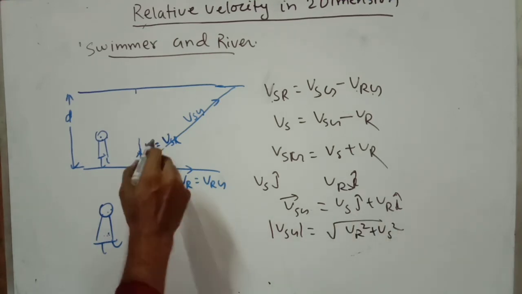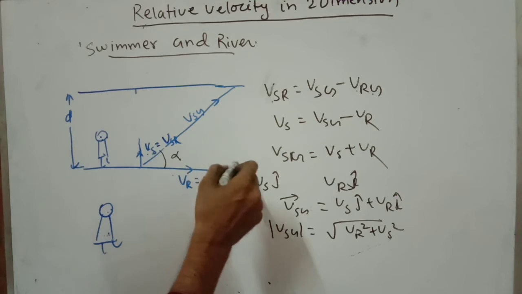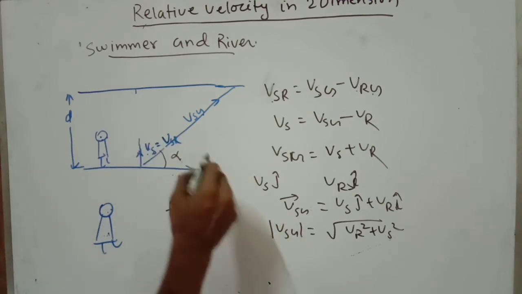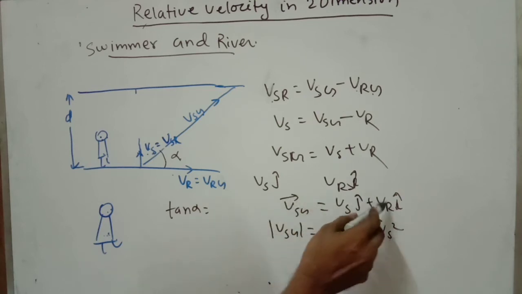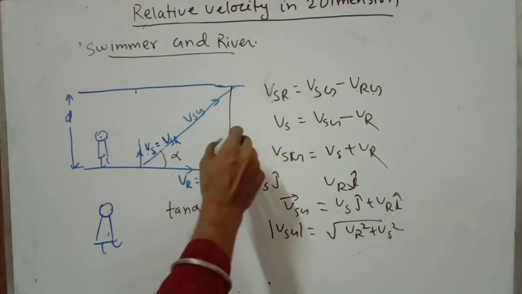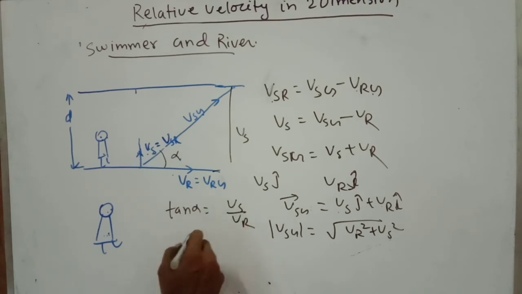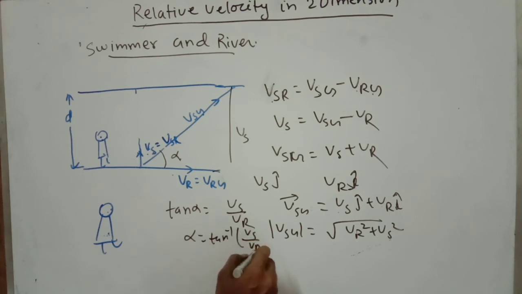And number 2, what is the angle with the direction of the river? So we consider it as alpha. Tan alpha is what? You can write Vs by Vr. So alpha equals tan inverse of Vs by Vr.